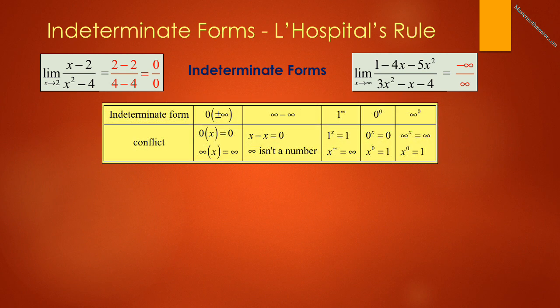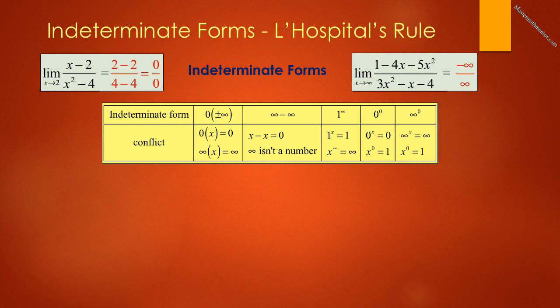There are other indeterminate forms as well. However, these will not be studied in the AB course. They are handled in the BC course. But we take a look at them. 0 times either plus or minus infinity is indeterminate. The conflict is that 0 times any number is 0, but infinity times any number is infinity. Infinity minus infinity is indeterminate. You've always been told that any number minus itself is 0, but infinity is not a number.